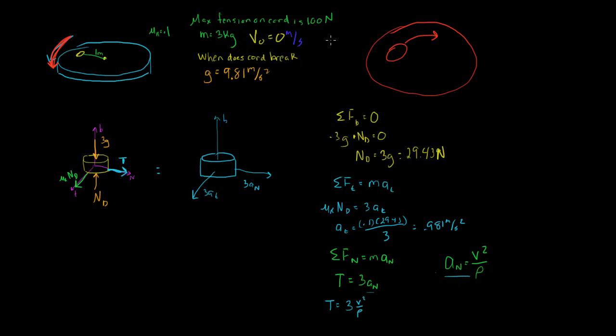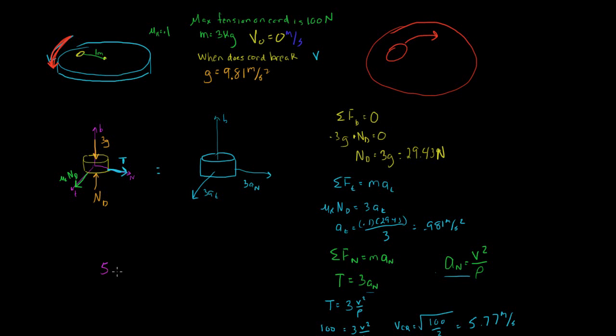And if we're figuring out the velocity when this breaks, we have 100, which is the critical tension, equal to 3 times a velocity squared divided by a radius of curvature, which is this 1 meter right here. We can solve this for this critical velocity, which is equal to the square root of 100 divided by 3, and this is equal to 5.77 meters per second. It's not meters per second squared, it's just meters per second. So the critical velocity when this rope breaks is 5.77 meters per second.